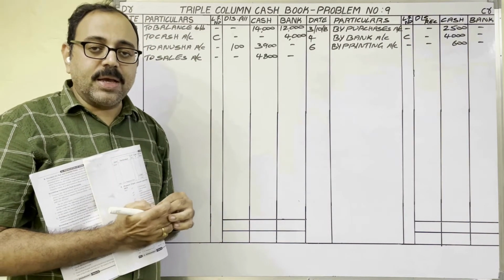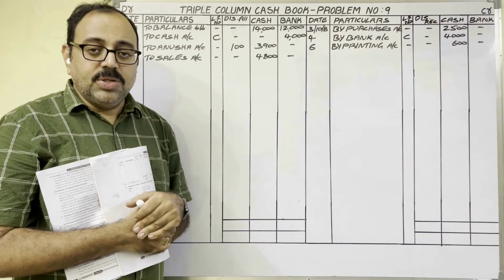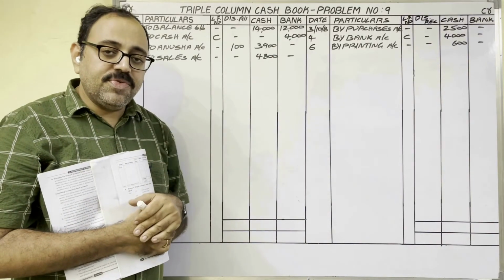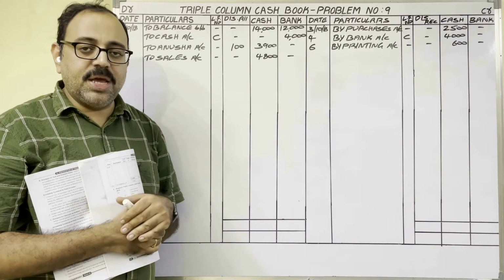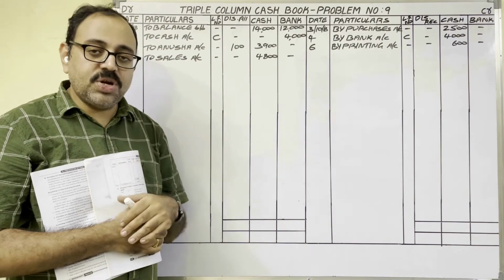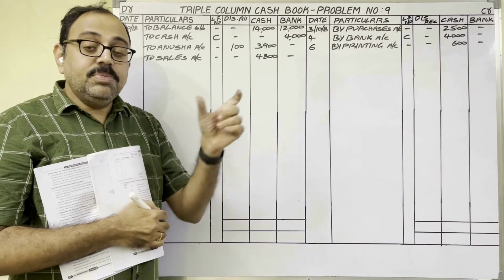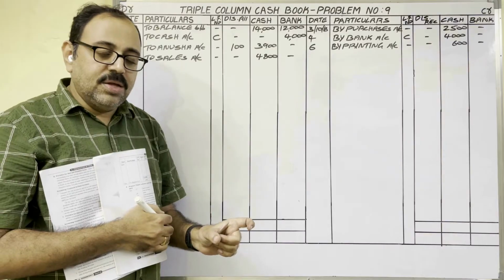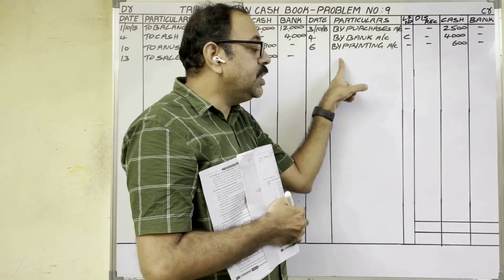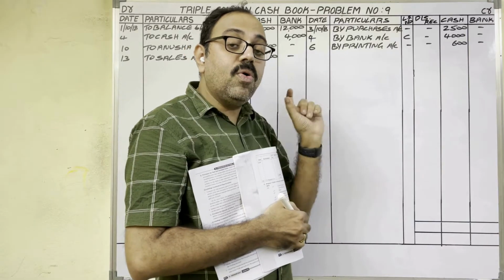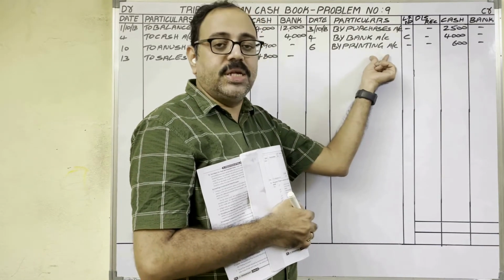So from bank for personal use, owner withdrew money. So who can withdraw the money from bank for personal use? Not the employee, not the customer, not the supplier. Only owner is authorized to withdraw like that. So from bank money is going. Firm's bank balance is decreasing. Therefore, credit side bank column. And what to write in particulars column? Whenever owner withdraws money for personal use, we should write by drawings.